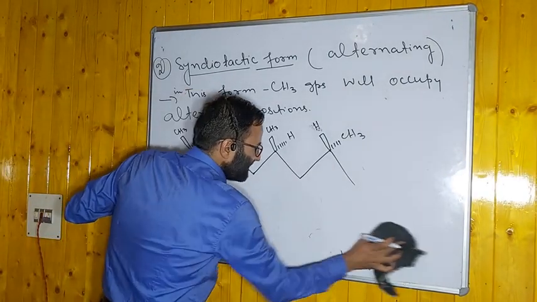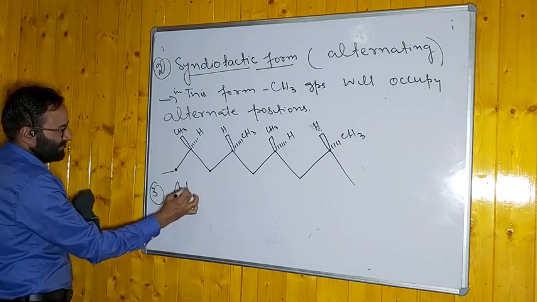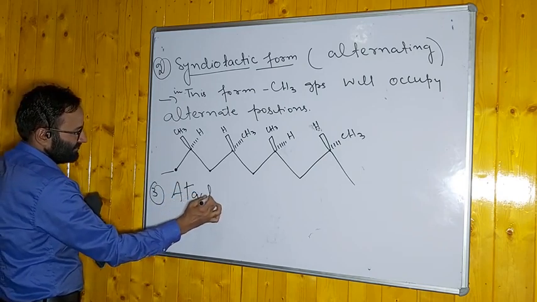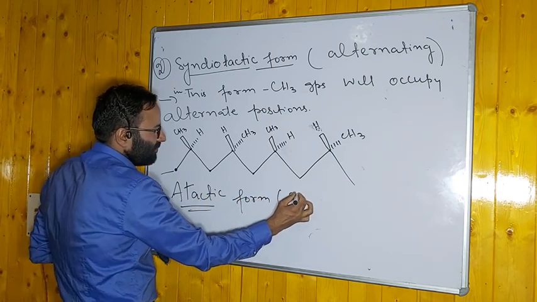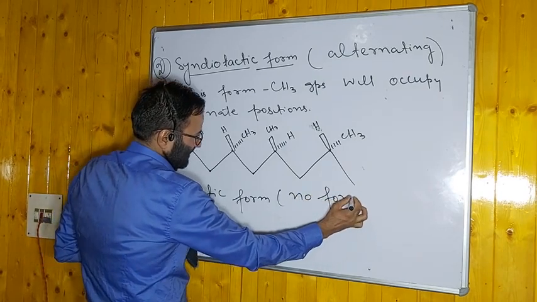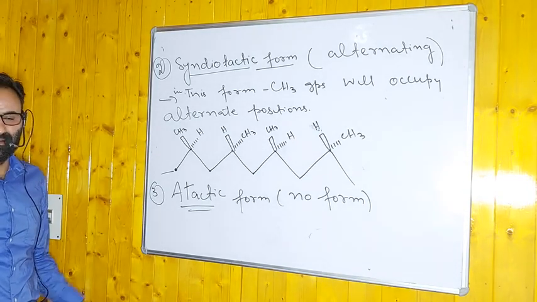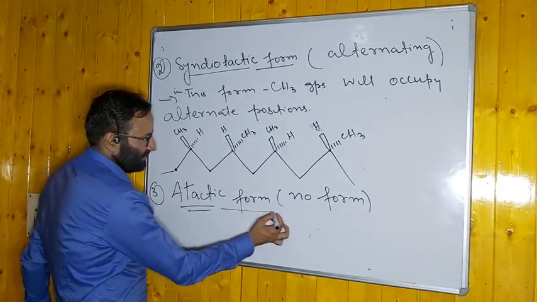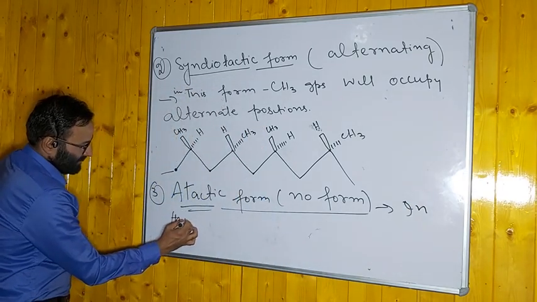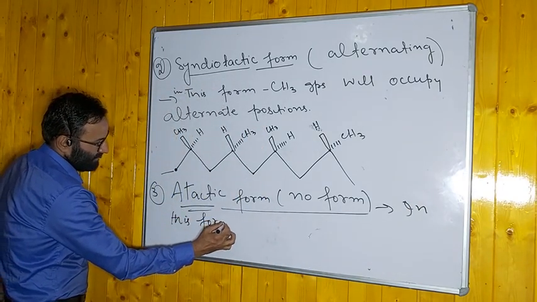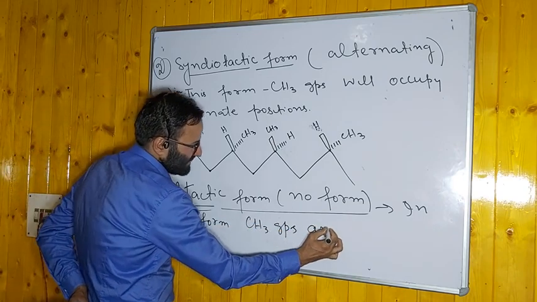Now we have the third one, atactic. Atactic form means no form. It means that methyl and hydrogen are randomly oriented. They are randomly present. In this form, you can mention that methyl groups are present randomly.